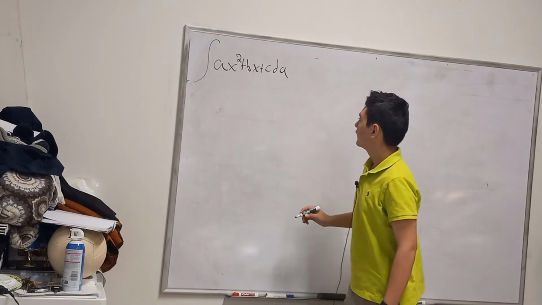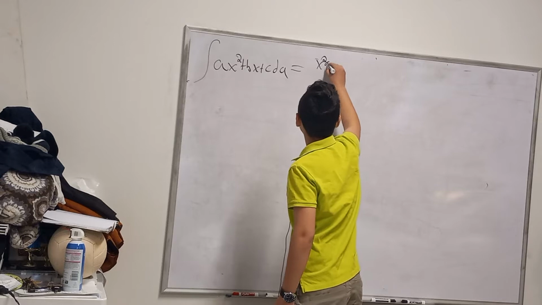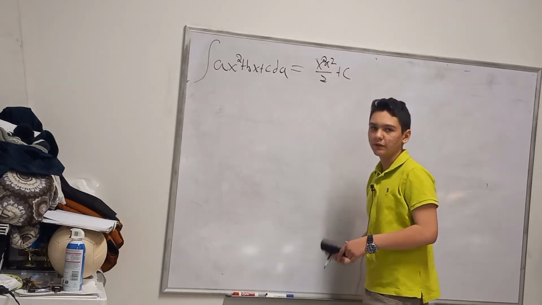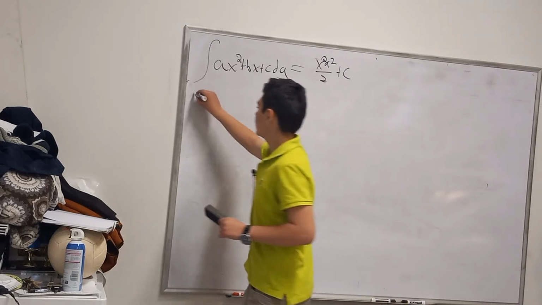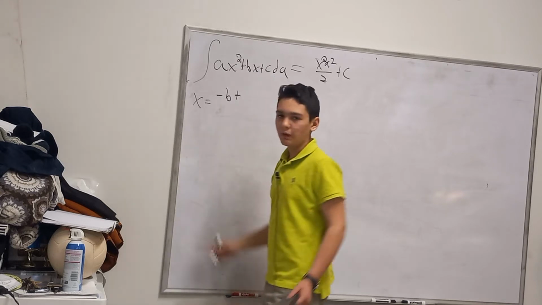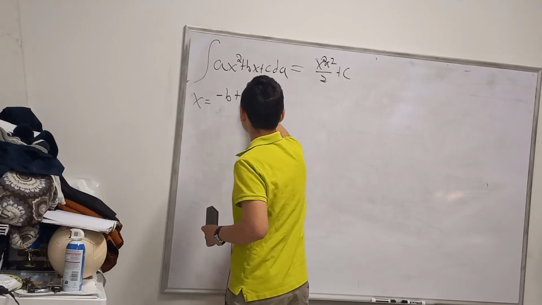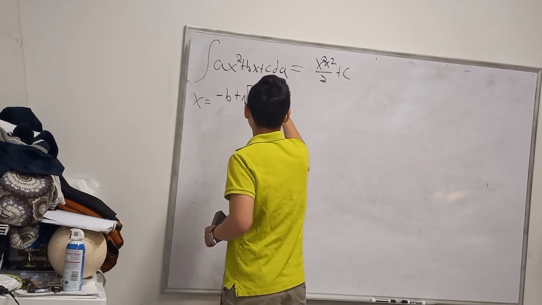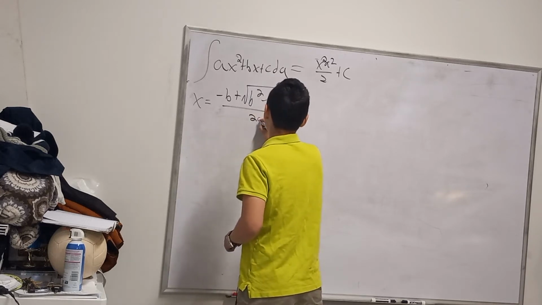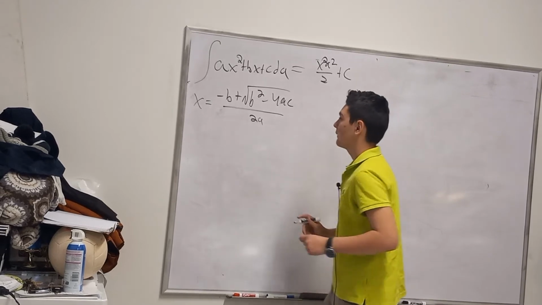Okay? Now, if we just take it normally, we'll get x squared, a squared over 2 plus c. But that's not very good. Okay? But we know x is equal to the quadratic formula, which is negative b, in this case plus or minus, but I'm just going to go with plus, since I want to make my life easier, the square root of b squared minus 4ac over 2, or 2a. So this is the function we're going to be integrating, with respect to a.